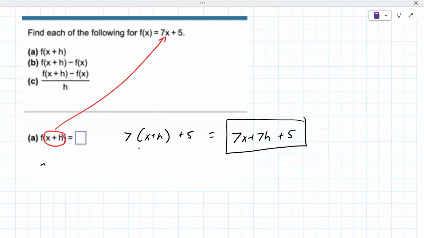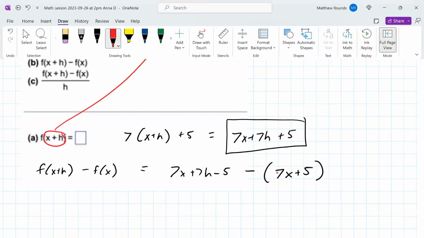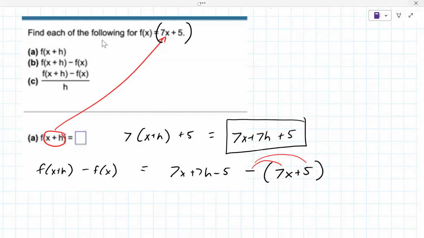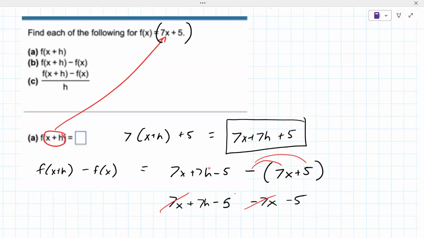All right, now f of x plus h minus f of x means to take your result from the previous line, 7x plus 7h plus 5, and subtract f of x. Now, f of x is in parentheses. You really want to treat it like it's in parentheses because that negative gets distributed to both. And we talked about this idea that things will cancel. Basically, anything with an x in it will cancel. So the 7x cancels the 7x.